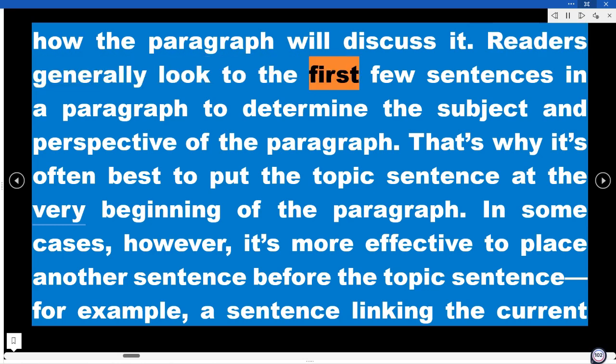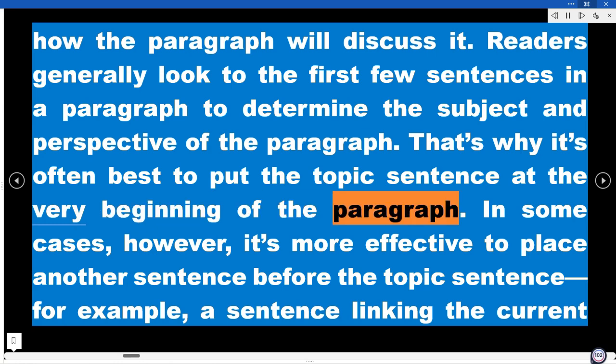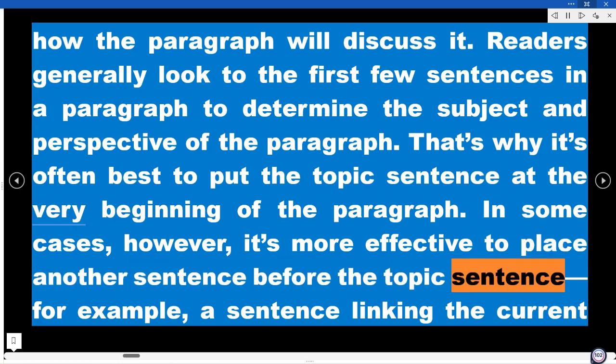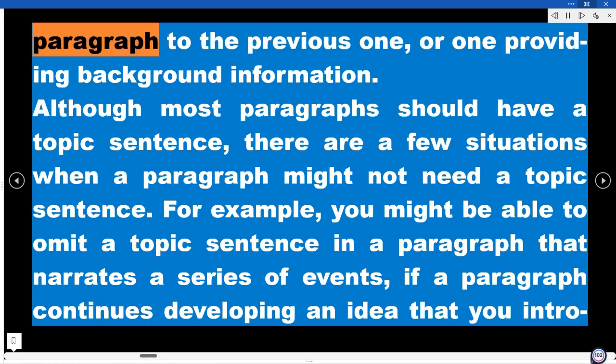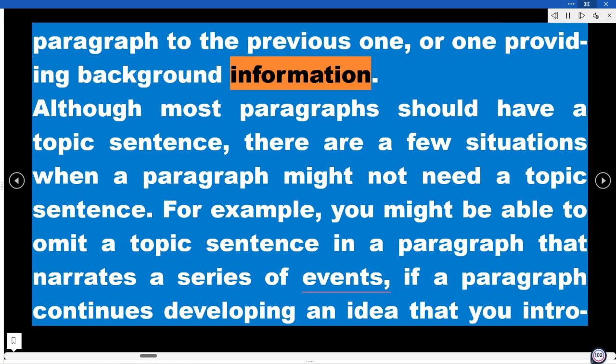Readers generally look to the first few sentences in a paragraph to determine the subject and perspective of the paragraph. That's why it's often best to put the topic sentence at the very beginning of the paragraph. In some cases, however, it's more effective to place another sentence before the topic sentence, for example, a sentence linking the current paragraph to the previous one, or one providing background information.